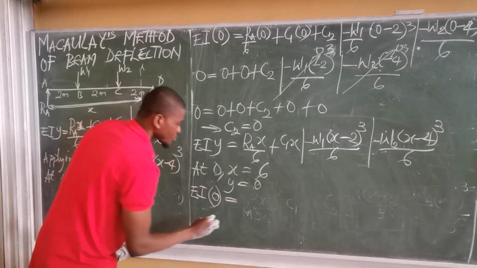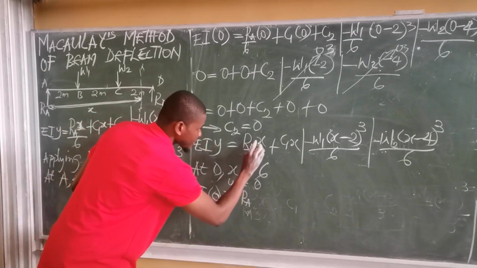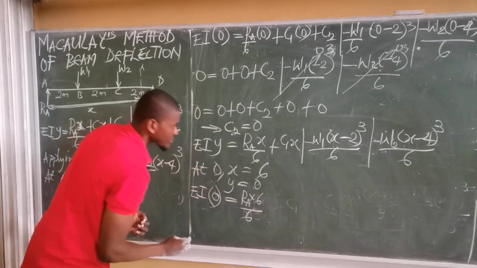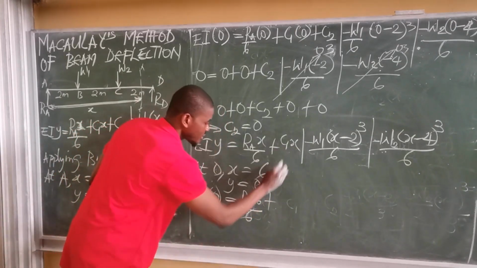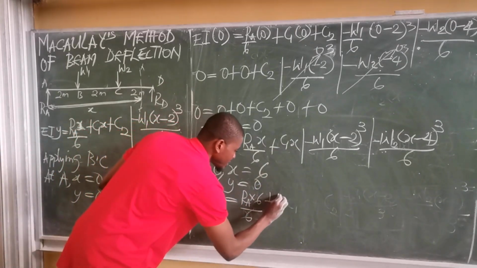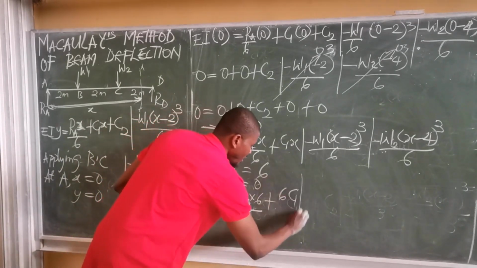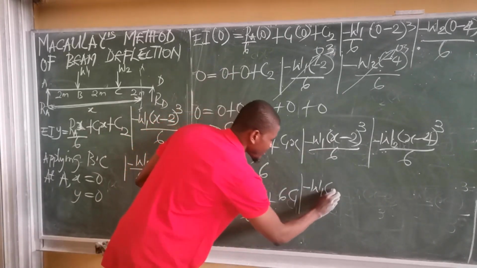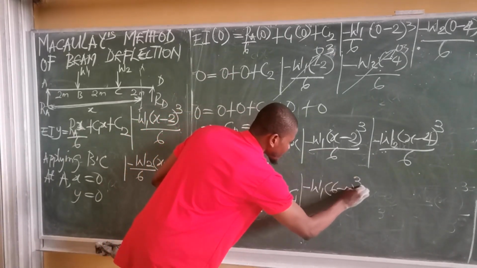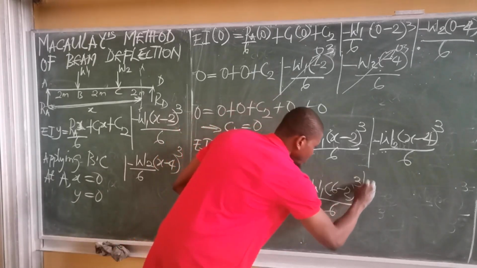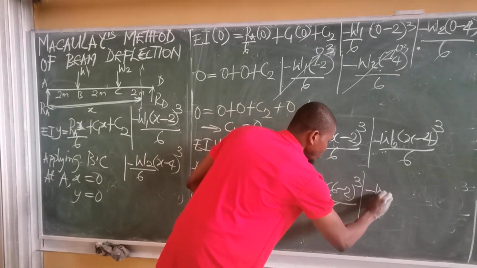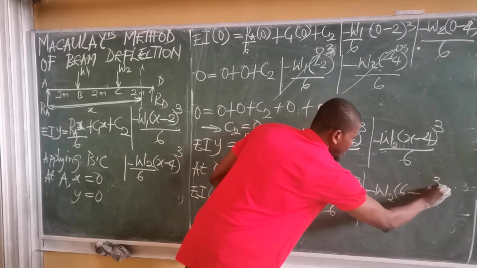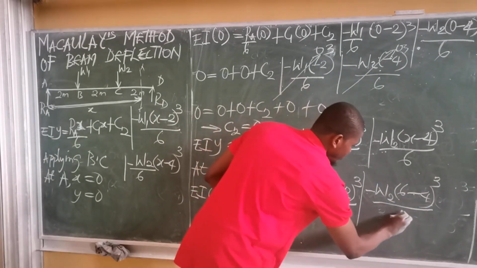That is equal to RA, and x here is 6, so times 6 all over 6, plus C1, and in place of x here is 6, so simply 6 C1. You put down your Macaulay's bracket, minus W1 into x here is 6, so that becomes 6 minus 2 to the power of 3 all over 6. Put down your Macaulay's bracket, minus W2 into x here is 6, becomes 6 minus 4, sorry, to the power of 3 all over 6.